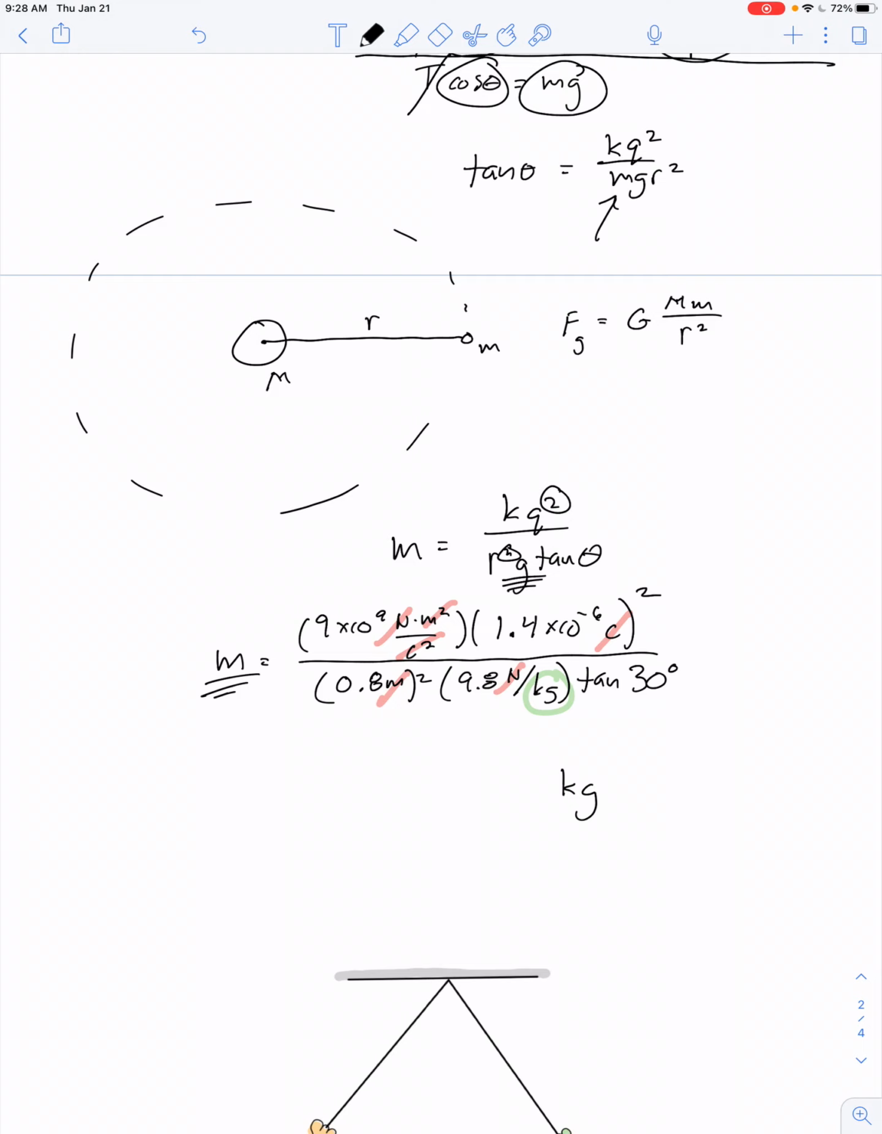Okay, so the final answer comes out to be 0.00487 kilogram, which is very nearly equal to 5 grams. Great.